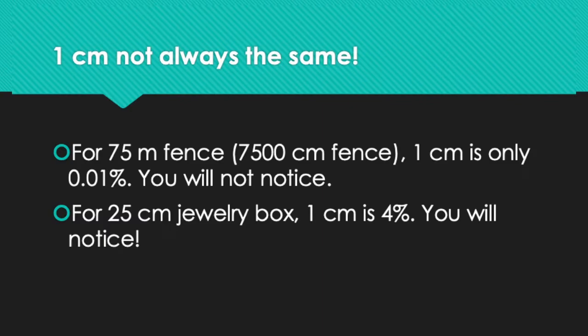So we've seen this before in our percent error calculation video. This is a slide from that video. Being off by 1 centimeter can mean 2 different things depending on whether you are building a 75-meter fence or a 25 centimeter jewelry box. One way to tell how 1 centimeter relates to the total measurement is by using a percent. So relative to 7,500 centimeters, 1 centimeter is 0.01%. Relative to 25 centimeters, 1 centimeter is 4%. So expressing something relative to another can be done as a percent.